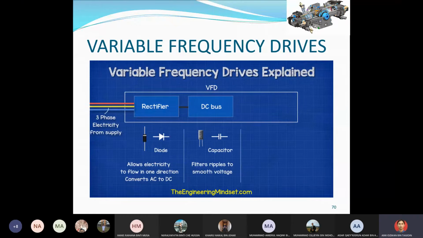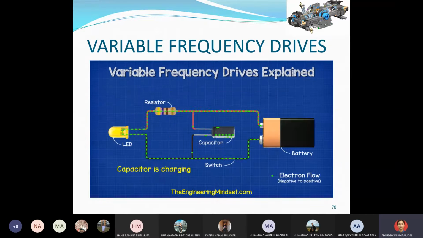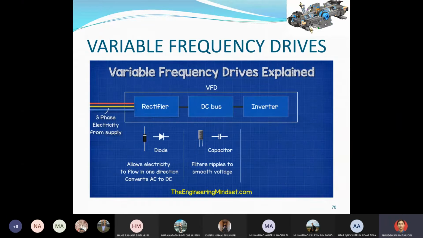The rough DC electricity now flows into the second part, which is the DC bus. This is the filter that uses capacitors and/or inductors to smooth out the rectified DC into a clean, smooth, constant DC voltage. It does this by releasing electrons during the gaps to smooth out the ripple. The now smooth DC then flows into the final section, which is the inverter.